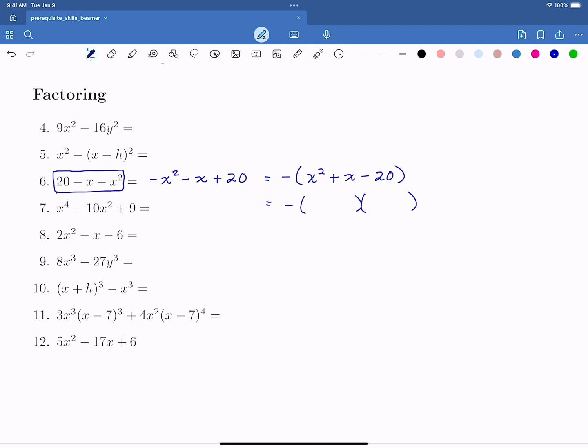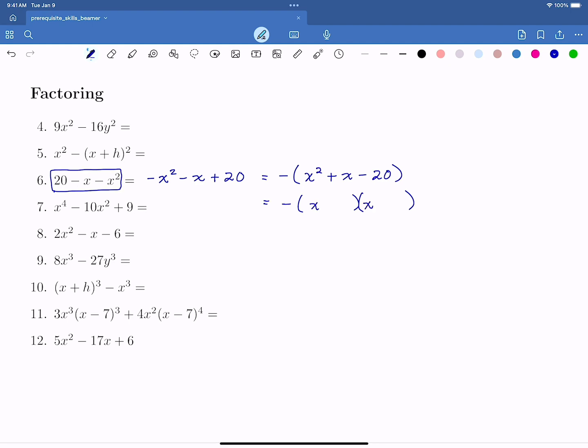that multiply to 20 and add to a positive 1, and that's pretty easy to just think of, 4 and 5. So I have x, and x is what's giving me x squared right here. Then the 4 and the 5 is going to multiply to give me the 20 right here, and I have to get my signs right. I need to get negative 20 when I multiply. I need to get positive 1 when I add, so it's going to be plus minus, like so.